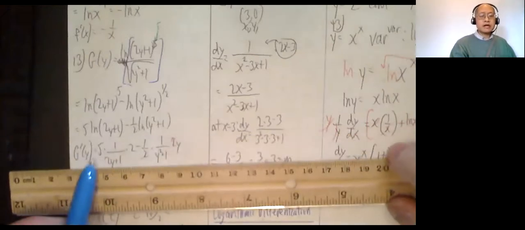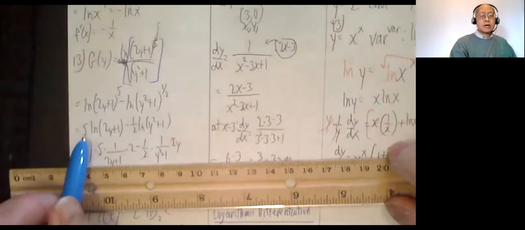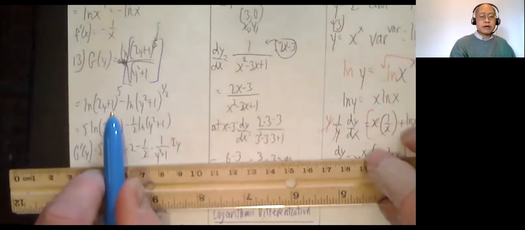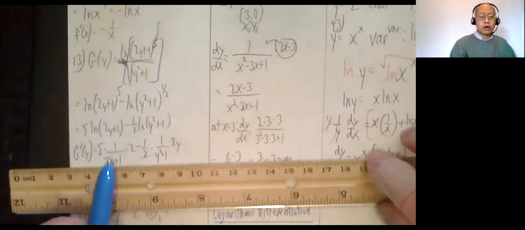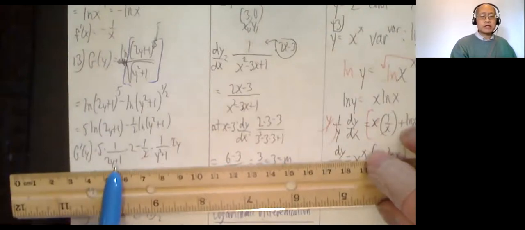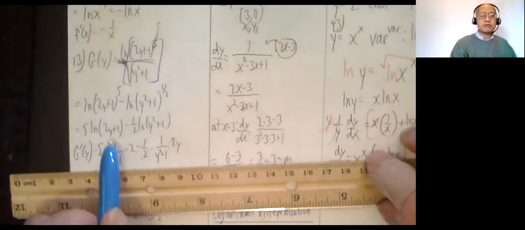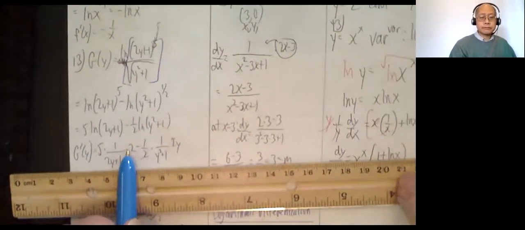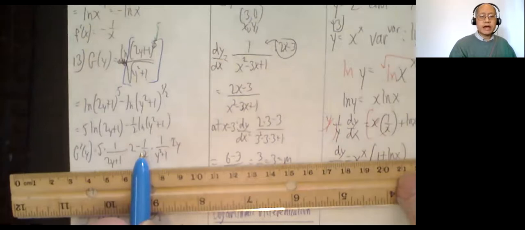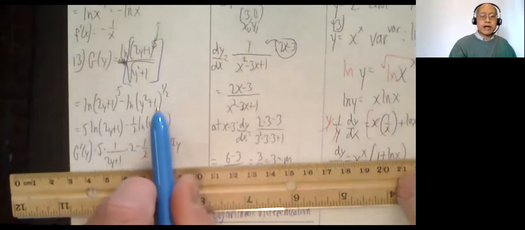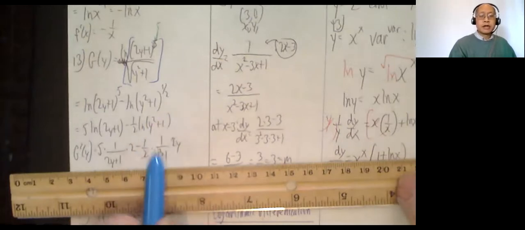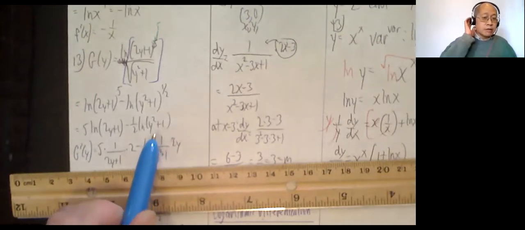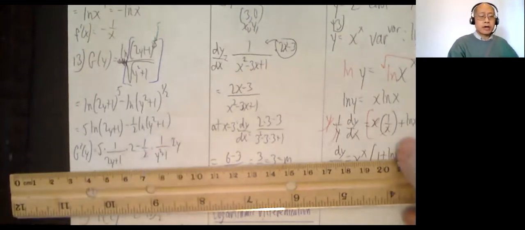All right, so g prime of y. How do I differentiate 5 times ln? It's 5 times, the derivative of ln of something is 1 over that, 1 over 2y plus 1. Then by the chain rule, times the derivative of the inside. So what's the derivative of 2y plus 1? 2. Minus 1/2. The derivative of natural log of y squared plus 1 is 1 over y squared plus 1, and again by the chain rule, times the derivative of the inside, which is 2y.